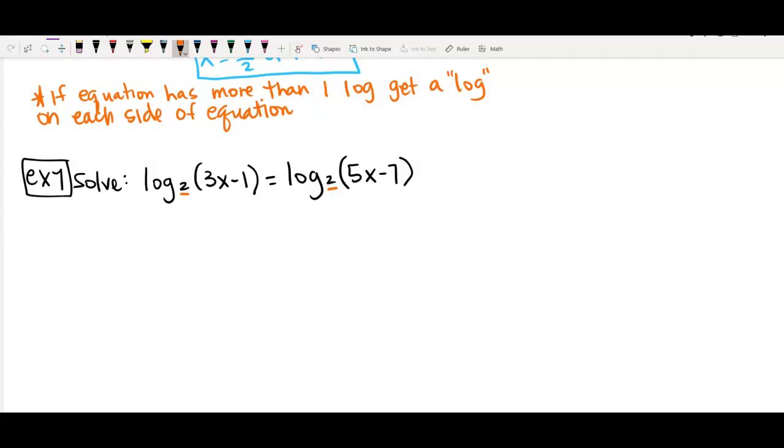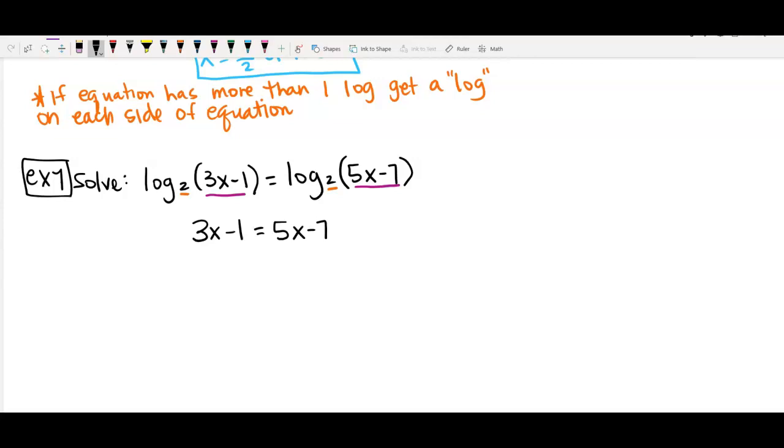But then you can set, they call it the argument. I don't really like that, but I'm just going to kind of underline them, right? So you can set those parts equal to each other. So as long as they have the same log, you can set the arguments equal to each other. So that means basically that log base 2 on both of those drop off, and we're just left with 3x minus 1 equals 5x minus 7. We don't even have to worry about those log base 2.